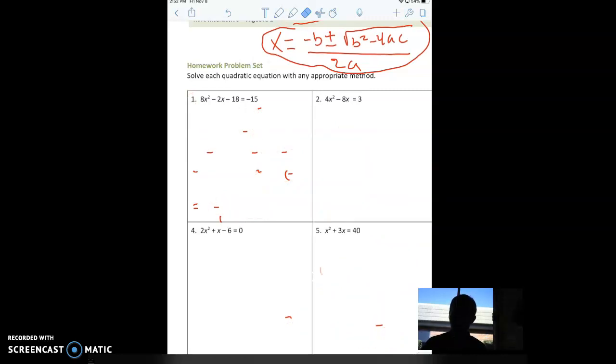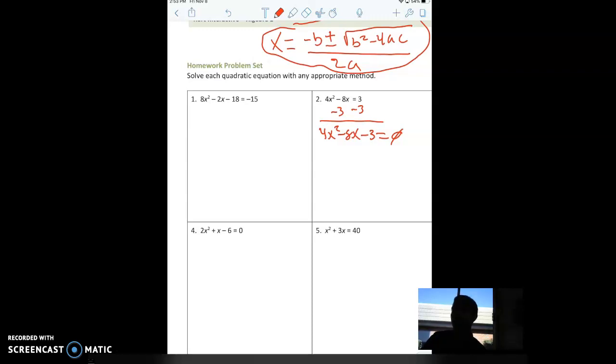Okay, so number 2. Number 2 has the same issue as number 1, right? So I still need to somehow fix the equation. So to fix the equation on number 2, I'm going to subtract 3 from both sides. I'm going to get 4x squared minus 8x minus 3 is equal to 0. So that's good because now I'm in standard form. I have a quadratic equation on the left side that's in standard form, and I have 0 on the right. That's exactly what I need in order to use the quadratic formula.